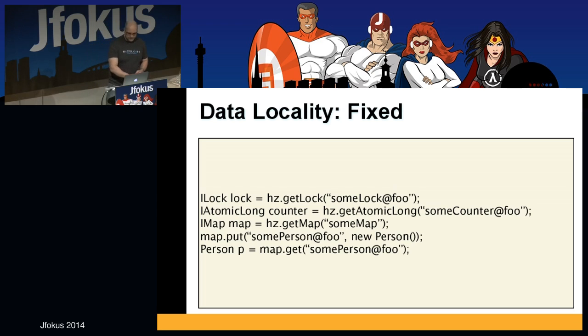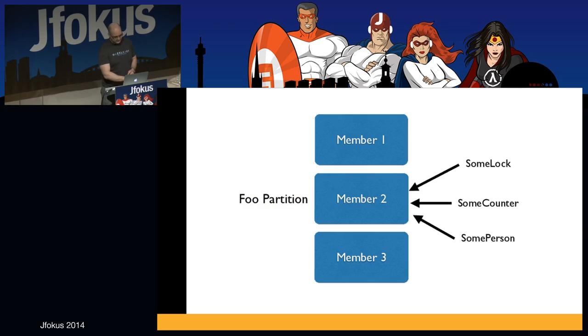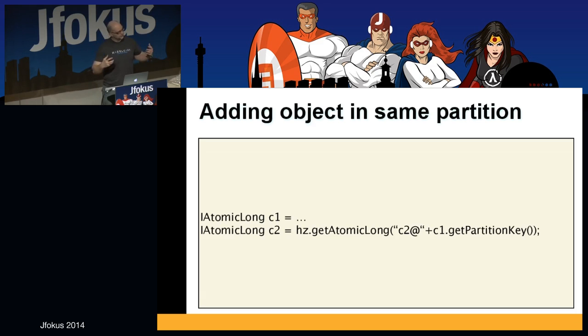Yeah, so SomLog at foo, Som counter at foo, and Som person at foo. Because foo now is the partition key, you get the following layout. Yeah, so SomLog, Som counter, and Som person, they all fall in the partition foo. In this case, they're being stored in member 2. Yeah, so you get all your data together. My experience is that this is the most crucial part you need to get right if you start a distributed application. You need to make sure that your data is co-located and not scattered all over the system. If you fail to do that, you have a lot of remoting and you cannot really scale your system because eventually your network is going to be the bottleneck.